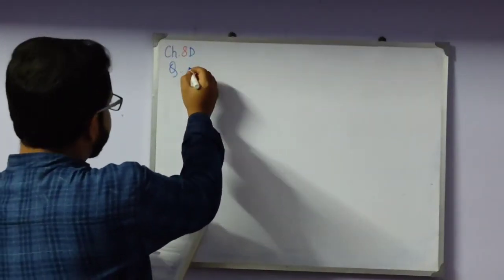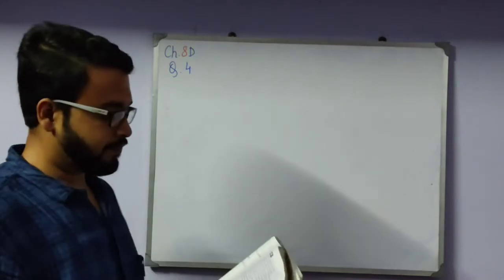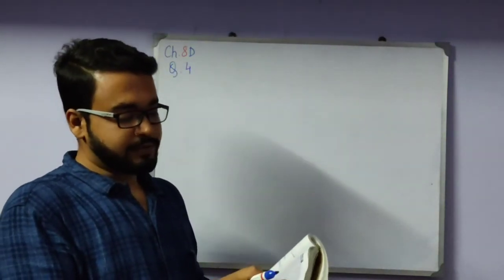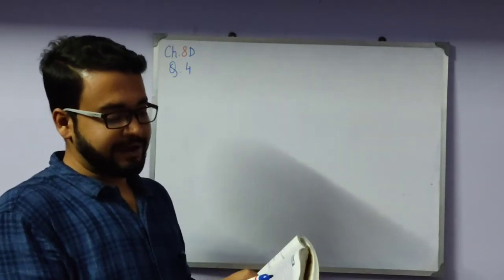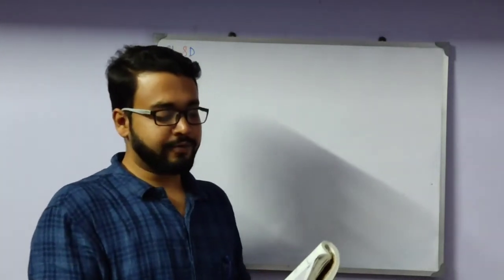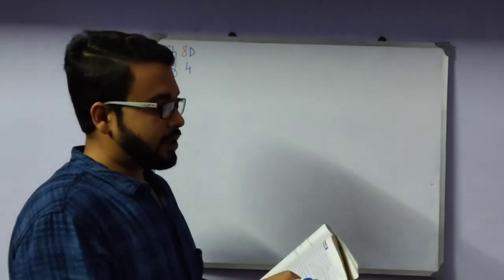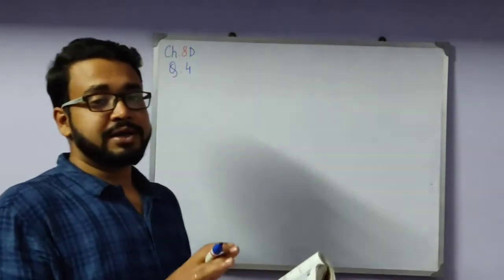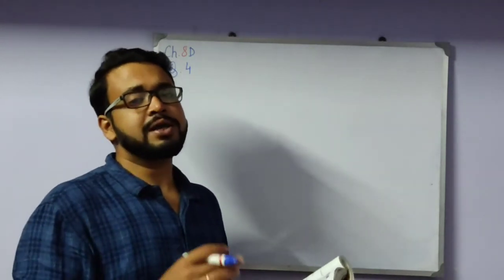Question number 4. 13 equal bags of sugar weigh 65 kg. How many bags are required for 10 kg of sugar? This math can be solved in two ways, by the ratio and proportion method or by the unitary method.